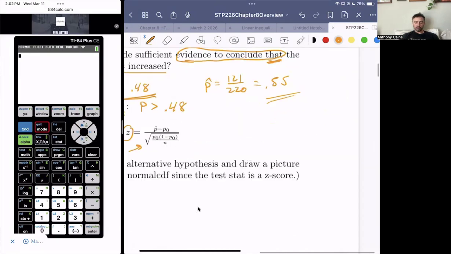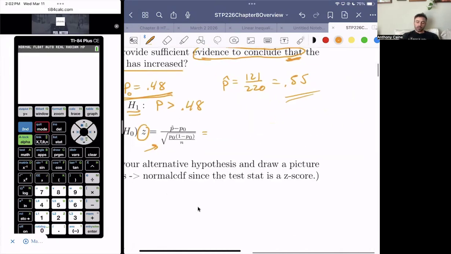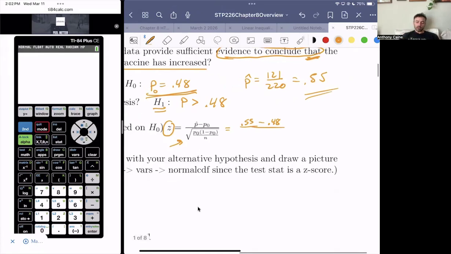So let's do this computation. It's p hat, which is 0.55, minus 0.48. That's P sub 0, and P sub 0 is 0.48. That formatting didn't work, I'll fix that up later.